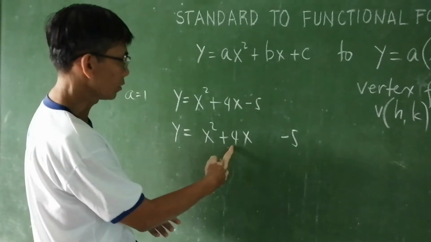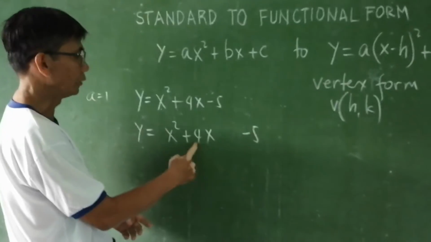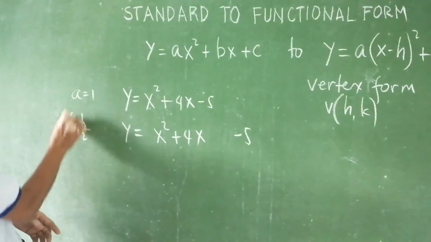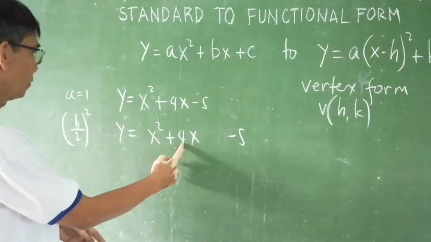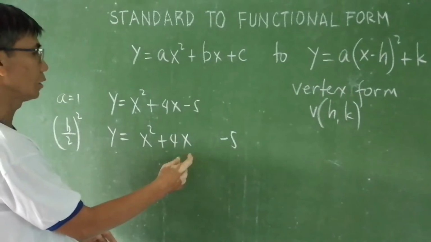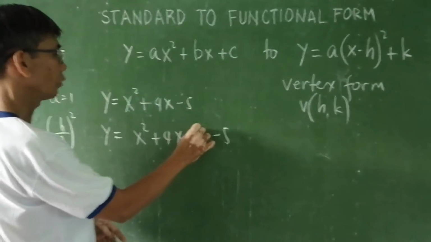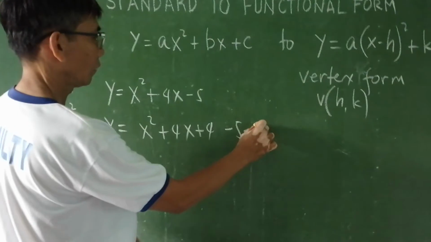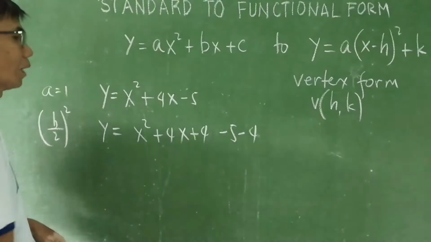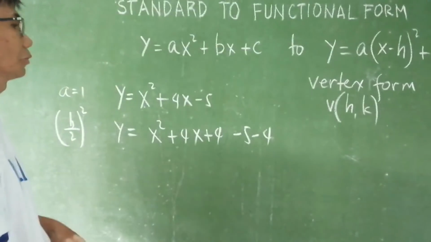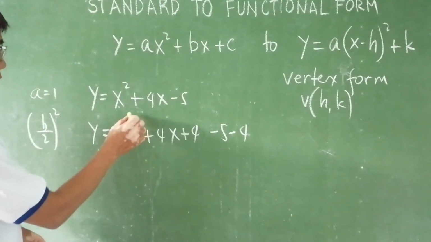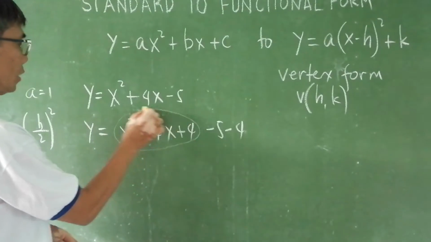So in completing the square, you divide b by 2 and then square it. So it will be b over 2, squared. So 4 divided by 2 is 2, and squared is 4. So plus 4 here. Take note, if you add 4 here, you have to subtract 4 there, so that it will be balanced. So if you add 4, you also subtract 4. So this is already a perfect square.